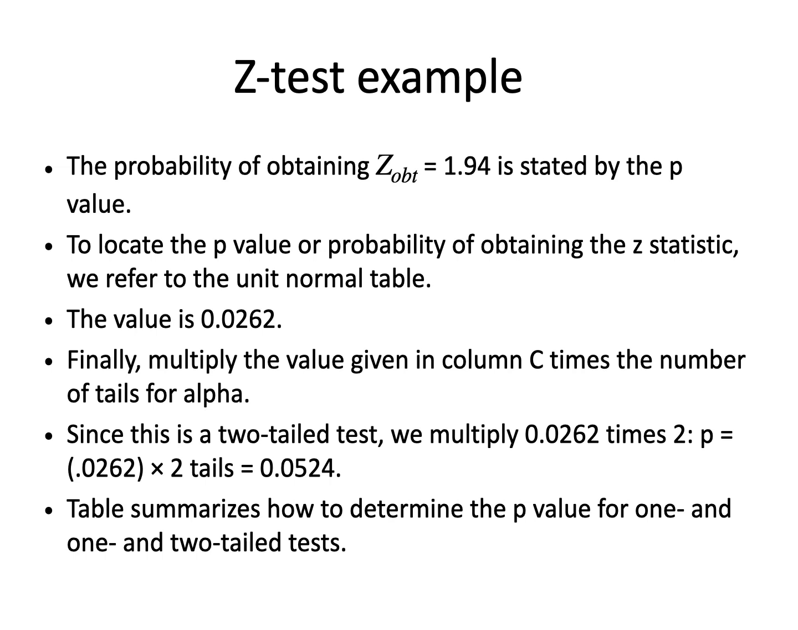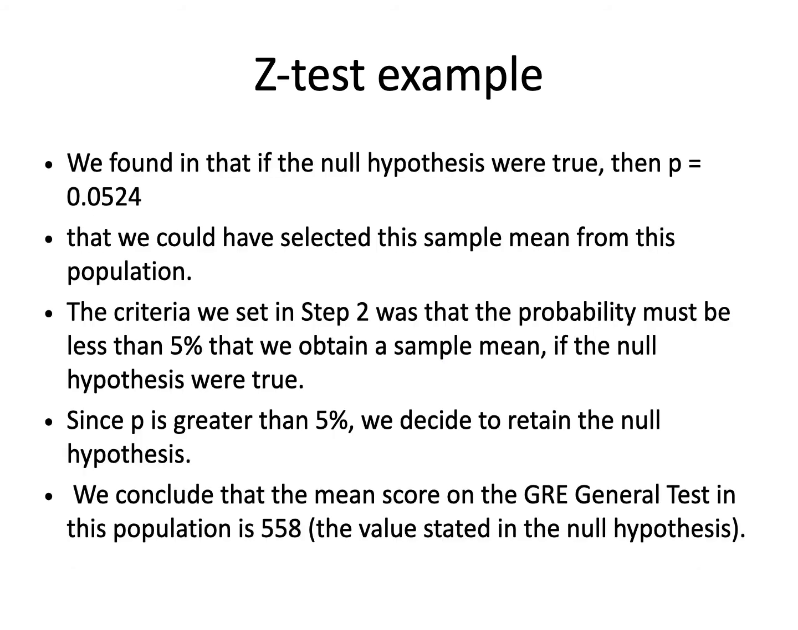in the given column times the number of tails in the alpha. We have a two-tailed test, so we multiply this 0.0262 by 2, that is, we get 0.0524, and here is our table. What we found is that if the null hypothesis were true, the p would be 0.054, the probability that we could have selected the sample mean from this population.